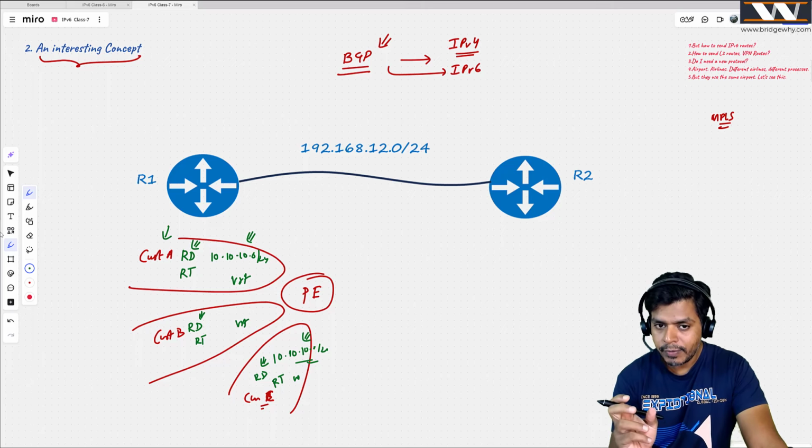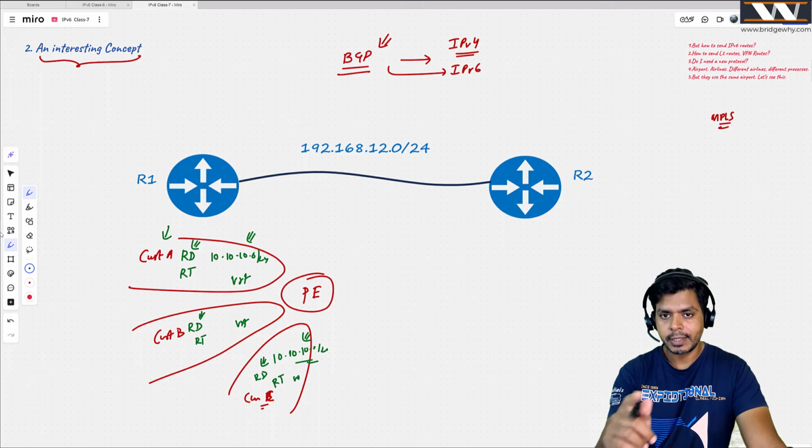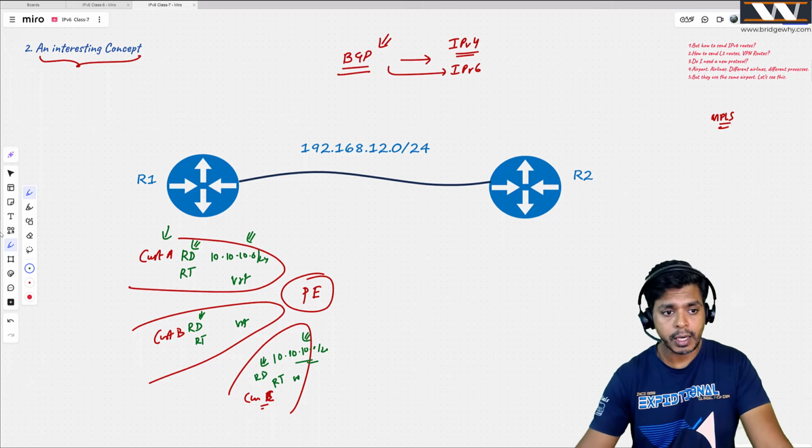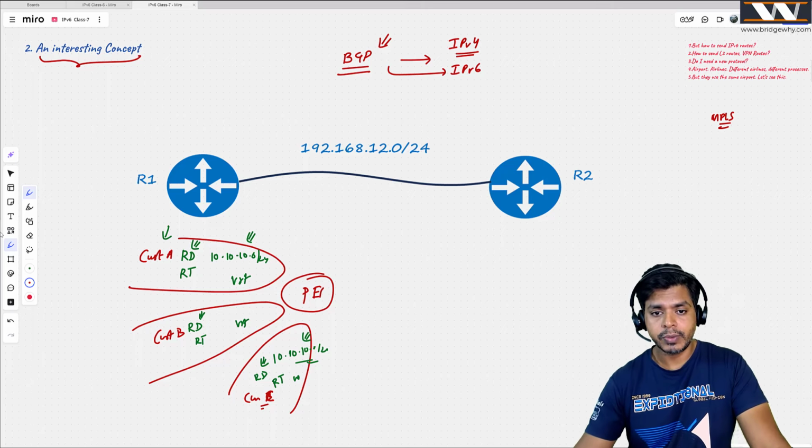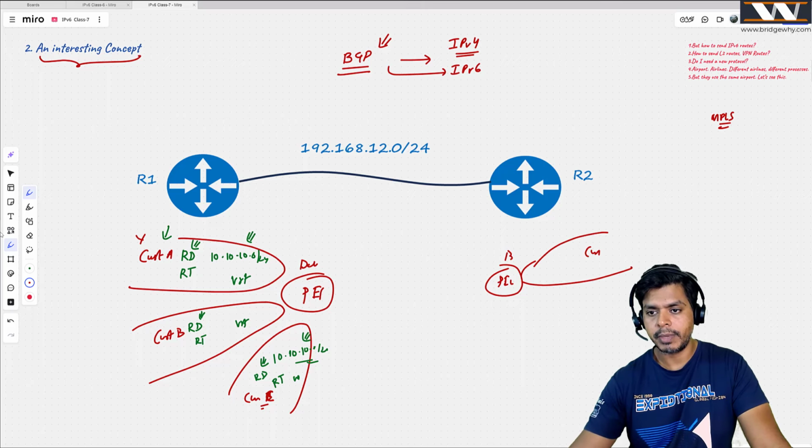We need to understand a few concepts of IPv4 to understand this interesting concept. So now, suppose this is Delhi, and another PE router is basically in Bangalore. I would like to send customer A routes to customer A in the Bangalore location, because customer A is here also.